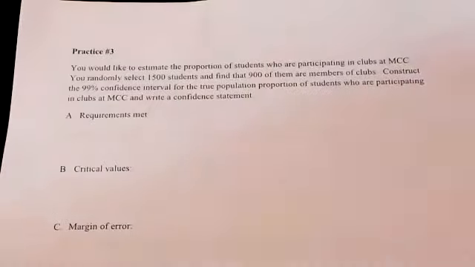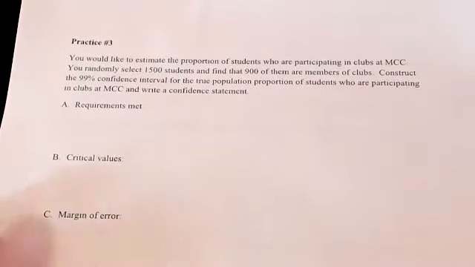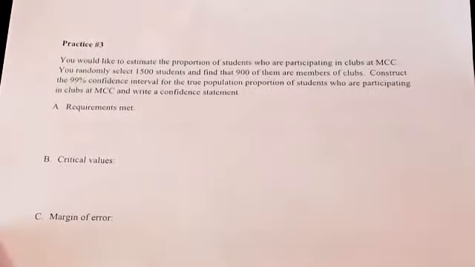Practice number 3. You would like to estimate the proportion of students who are participating in clubs at MCC. You randomly select 1,500 students. I hope you're writing stuff down. As we're reading it, I hope you're writing the notation associated with what you're finding, and find that 900 of them are members of clubs. Just from that line alone, what pieces of information were we given? Give me one piece of information, anyone?